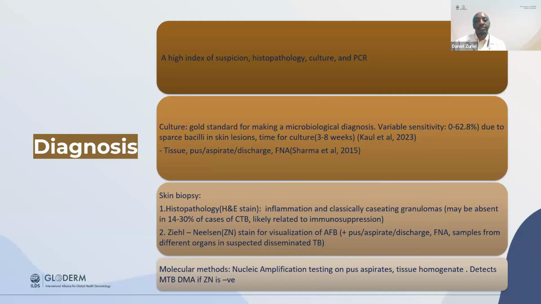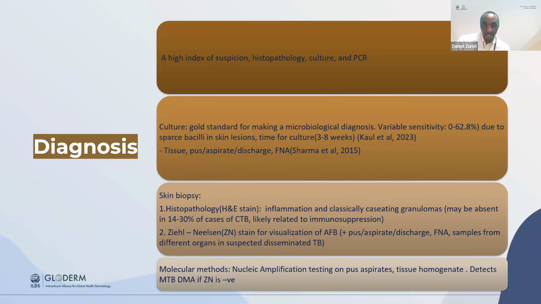It has a variable sensitivity, between 0 and 62.8%, due to the sparsity of bacilli in the skin lesions. The population of mycobacteria in the skin lesions is sparse, not as we find in the lab. The time for the culture is between 3 to 8 weeks. You can collect tissue, pus or aspirate, or the discharge, or you can do a fine needle aspiration technique, and then you submit the material that you have collected and wait for up to eight weeks to get the gold standard.